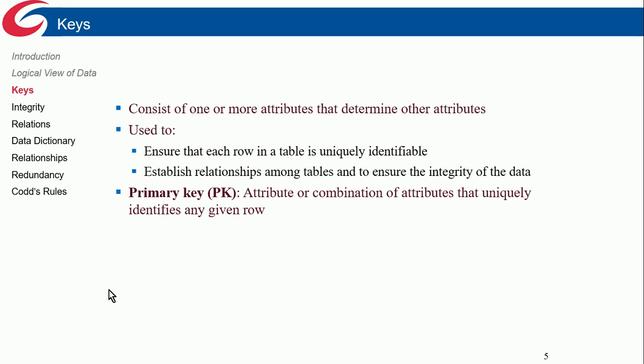It's used to ensure that each row in a table is uniquely identifiable and to establish relationships with other tables. So it serves both of those purposes, having keys, so that we can uniquely identify a single record or a single row in our table, and so that we can reference that from other tables, which is where our relationships come from. A primary key is the attribute or combination of attributes that uniquely identifies any given row. You don't always have to have a primary key, but you'll see later on, especially in physical design, it's definitely best practice to have a primary key.